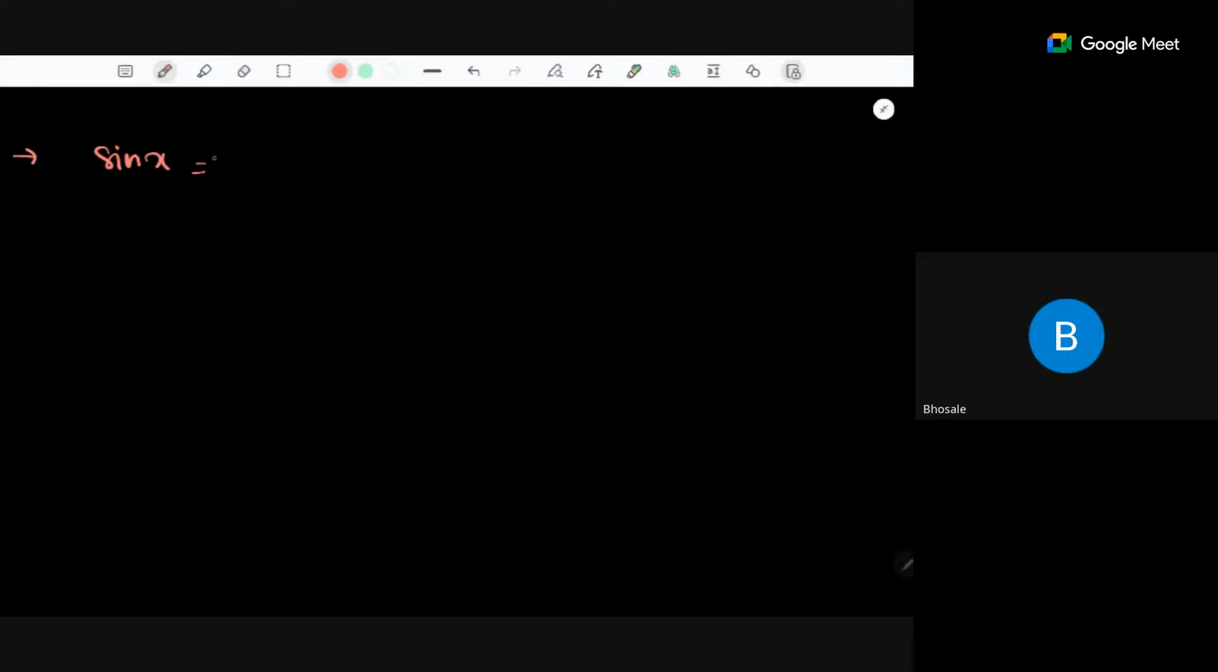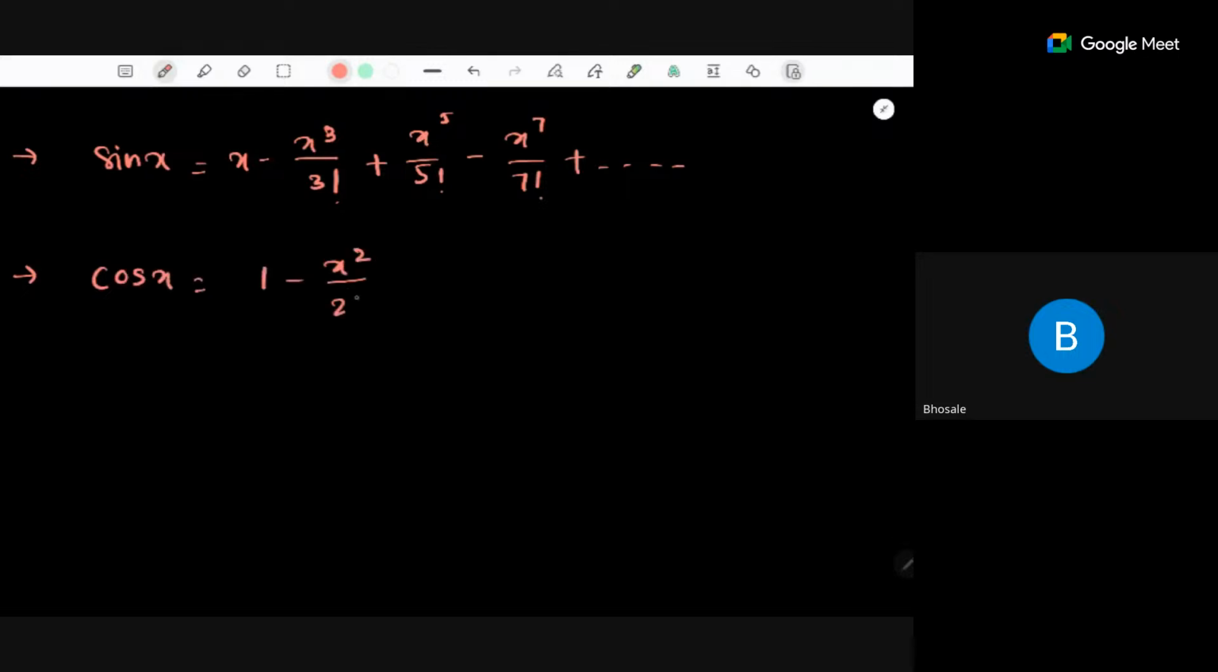The power series for the function sine x is nothing but x minus x cubed by 3 factorial plus x to the power 5 by 5 factorial minus x to the power 7 by 7 factorial plus and so on. So this is a power series which can represent the function sine x. Similarly, we have a power series which can represent the function cos x, right? The series for cos x is nothing but 1 minus x squared by 2 factorial plus x to the power 4 by 4 factorial minus x to the power 6 by 6 factorial plus and so on.